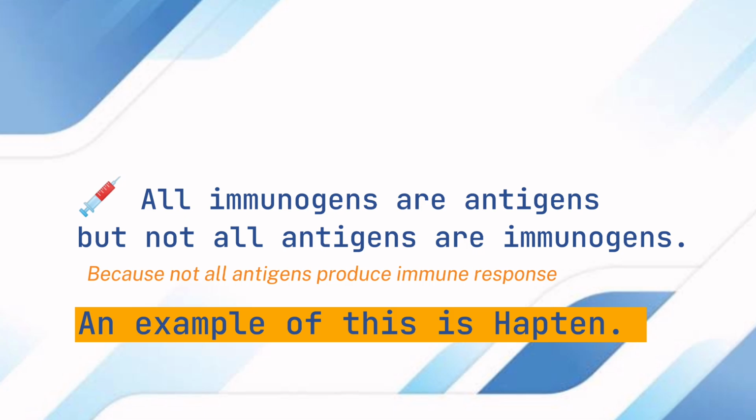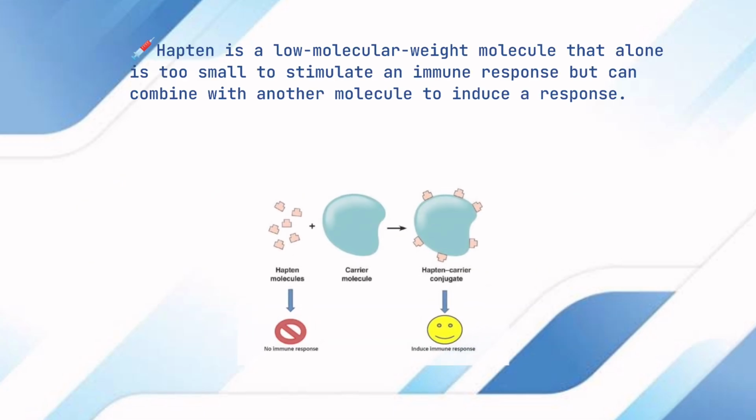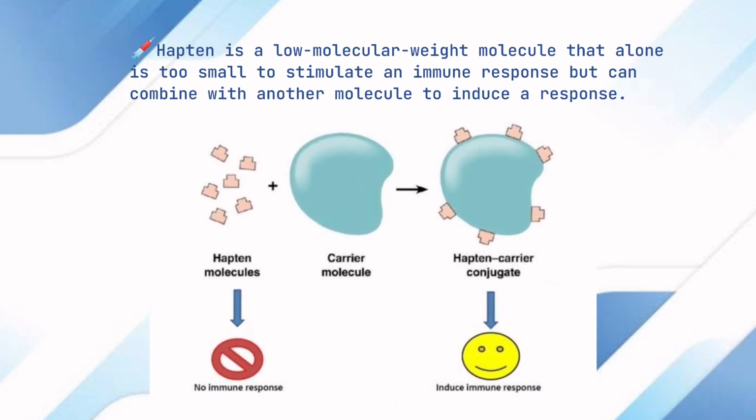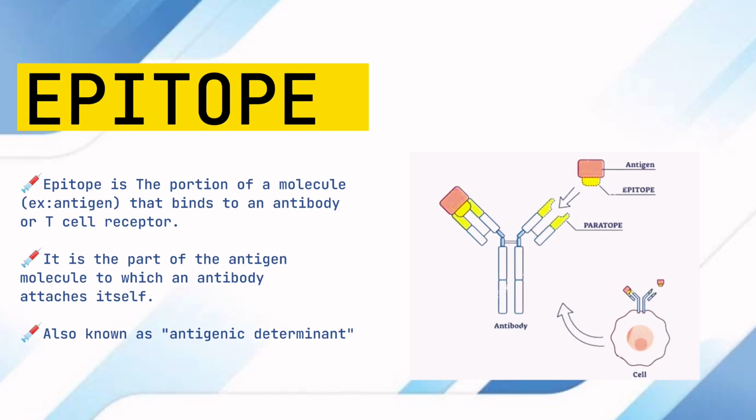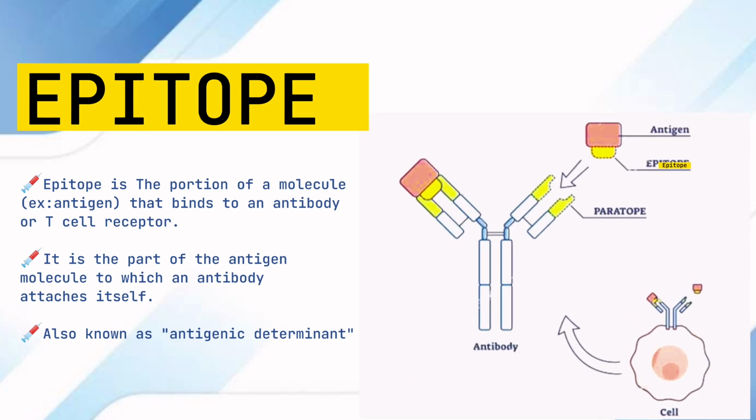An example of this is hapten. Hapten is a low molecular weight molecule that alone is too small to stimulate an immune response, but can combine with another molecule to induce a response. Epitope is the portion of a molecule, for example an antigen, that binds to an antibody or T-cell receptor. It is the part of the antigen molecule to which an antibody attaches itself, also known as antigenic determinant.